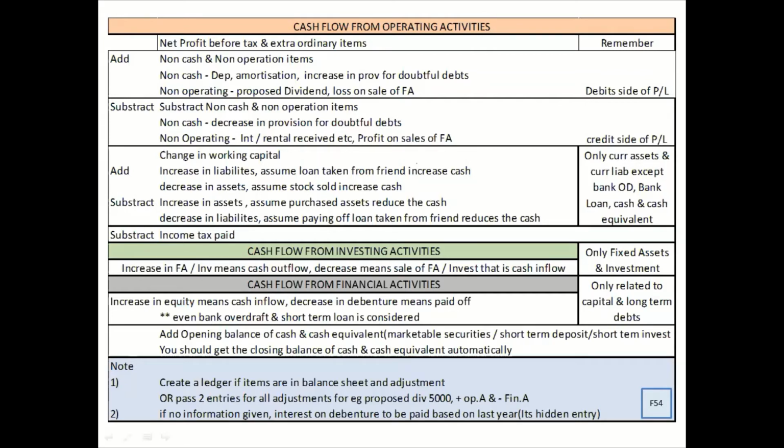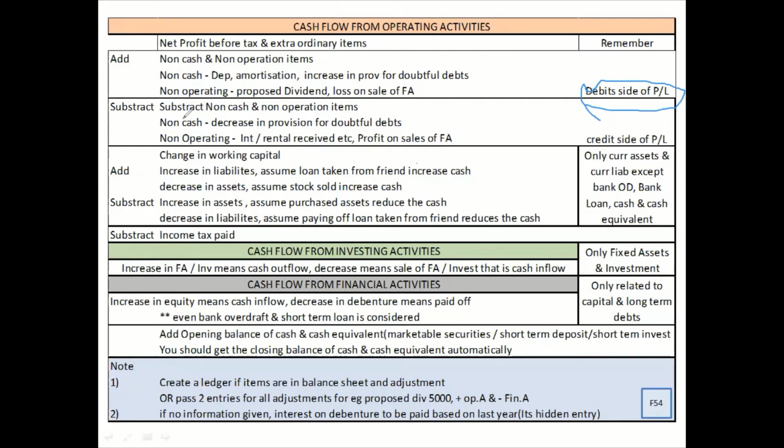And on that net profit, what are you supposed to do? You're supposed to add your non-cash and non-operating activities. From where do you get that one? You get it from the P&L account, right? This is what we discussed in the earlier slide. So in the P&L account, debit side, don't forget this part, debit side. The debit side is where we are going to get the add items, the non-cash and non-operating. I have given examples also in front of you just to understand.